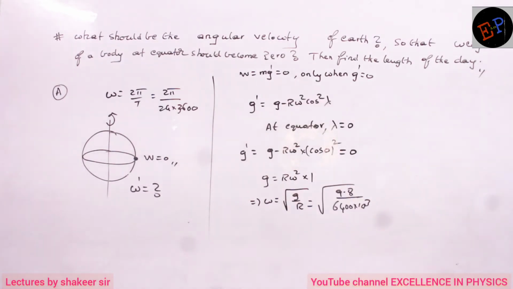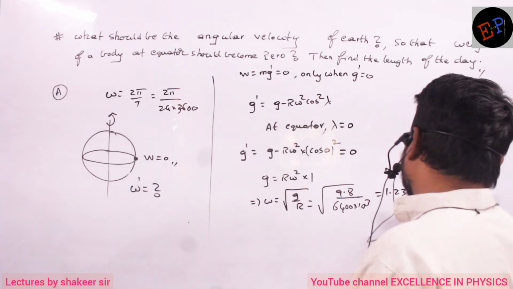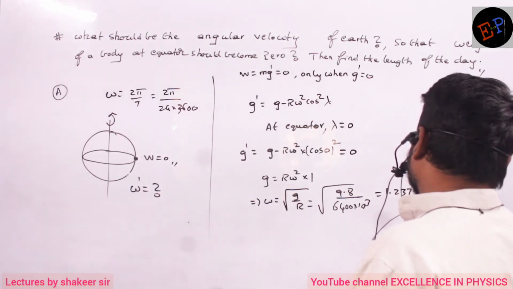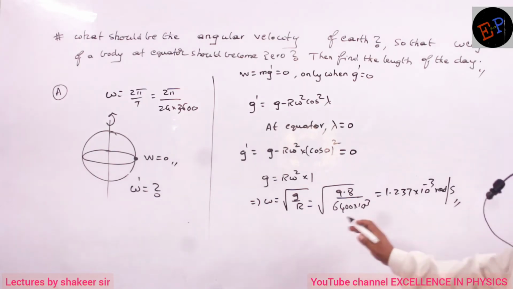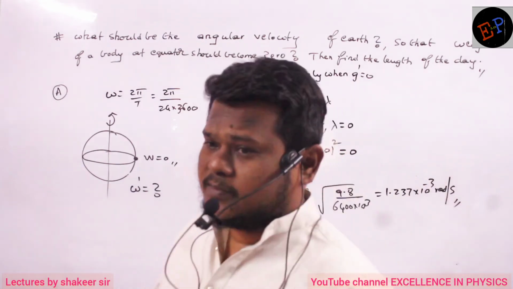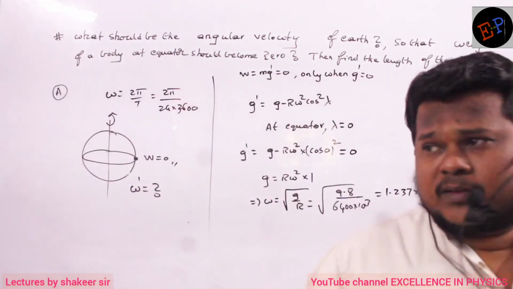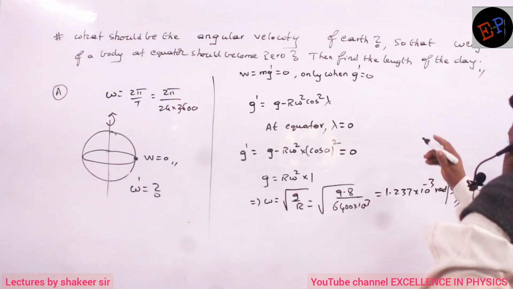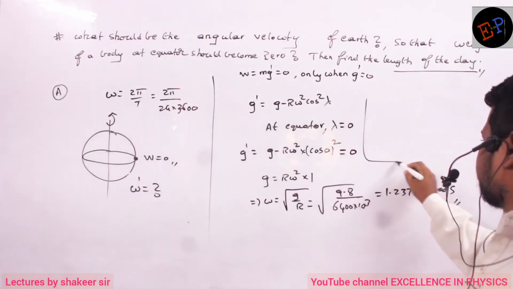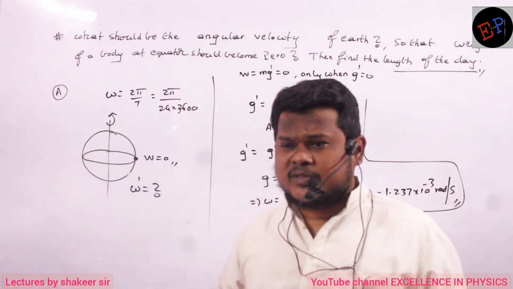Okay, so if I do this calculation, the answer which I will get is 1.237 multiplied by 10 power minus 3 radians per second. So this is the angular velocity with which the earth should rotate if a person or any body at the equator should become weightless. Then he is asking one more question. What is the second question he is asking? Then find the length of the day. If the earth rotates with this much angular velocity, then length of the day means what?